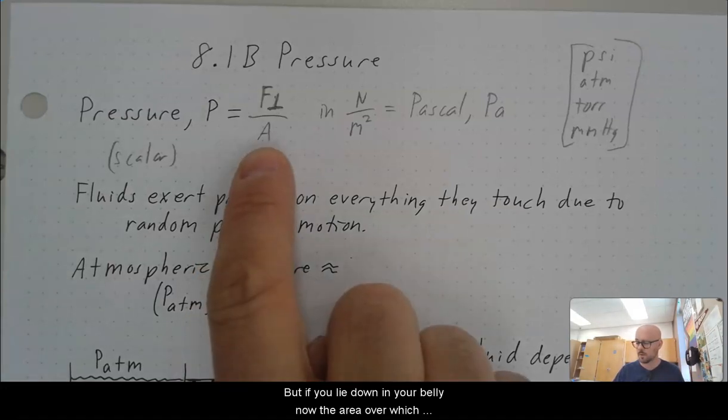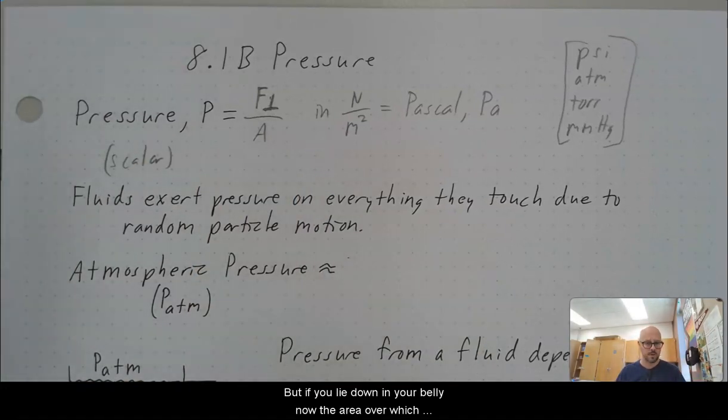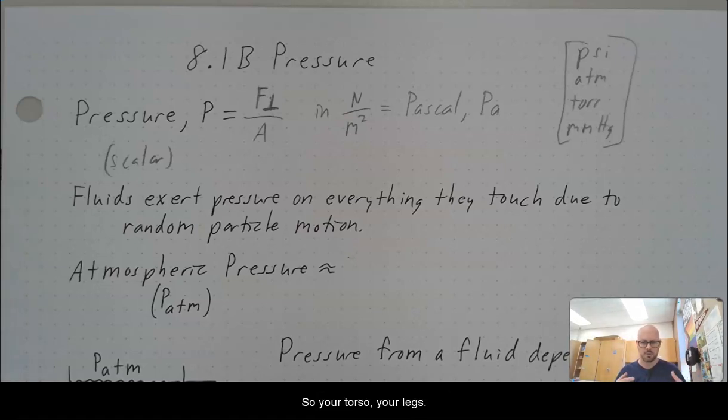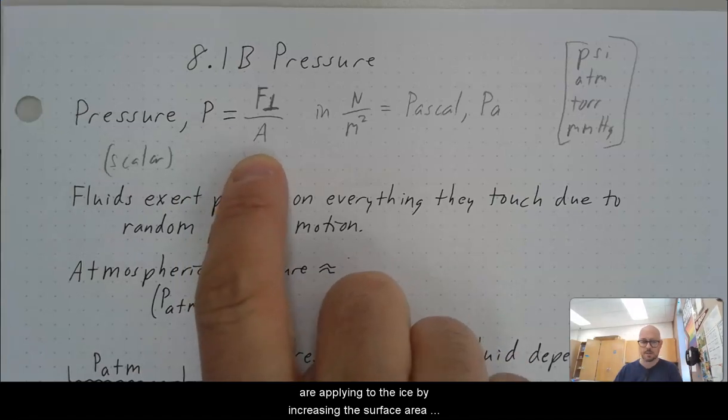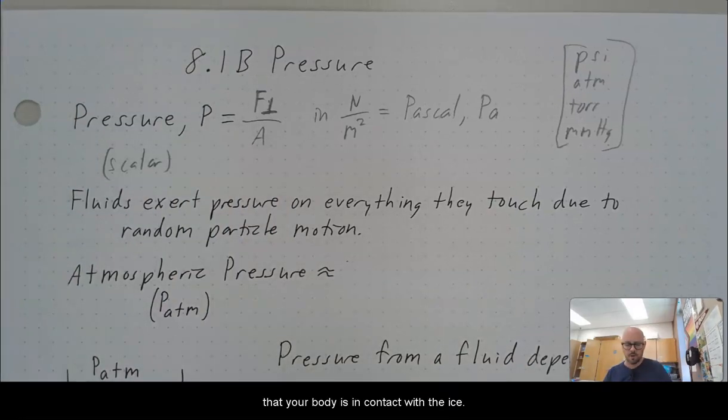But if you lie down on your belly, now the area over which that force is applied is the entire front of your body. So your torso, your legs, and if your arms are on the ice as well, then your arms are increasing that area. So you are able to decrease the pressure you are applying to the ice by increasing the surface area that your body is in contact with the ice.